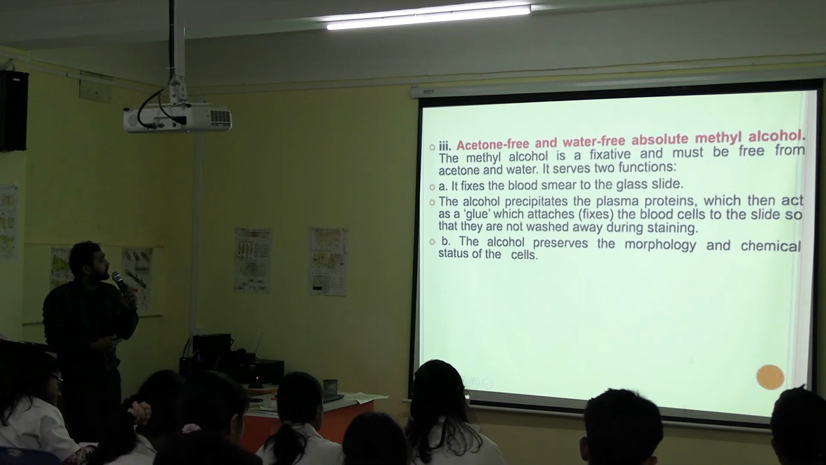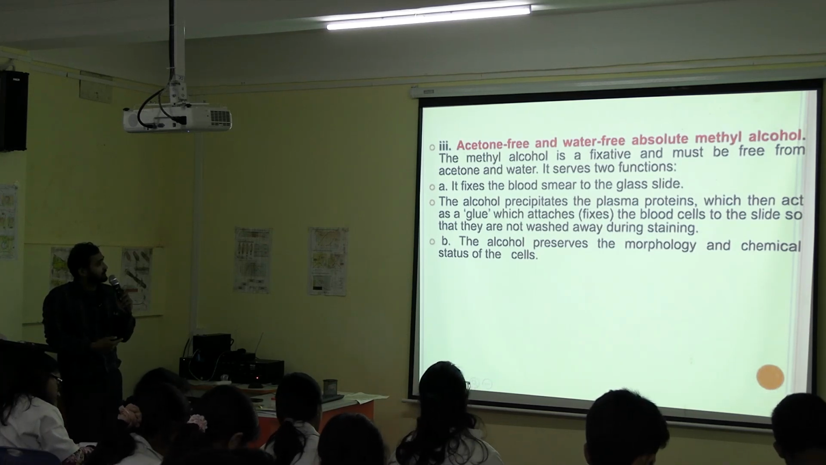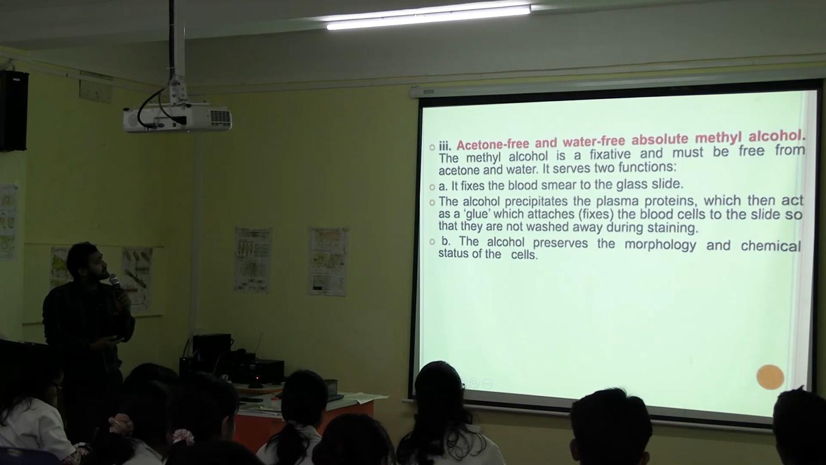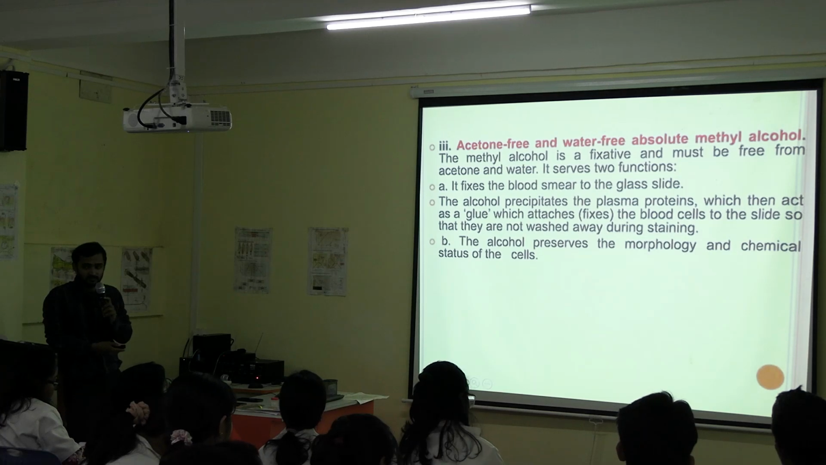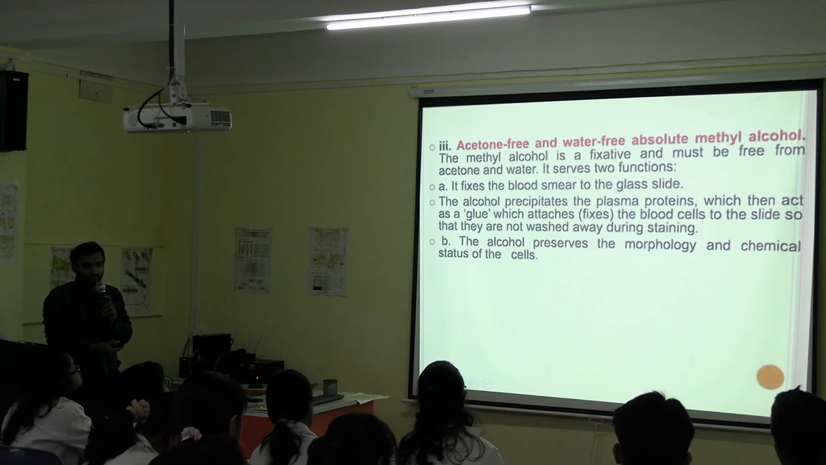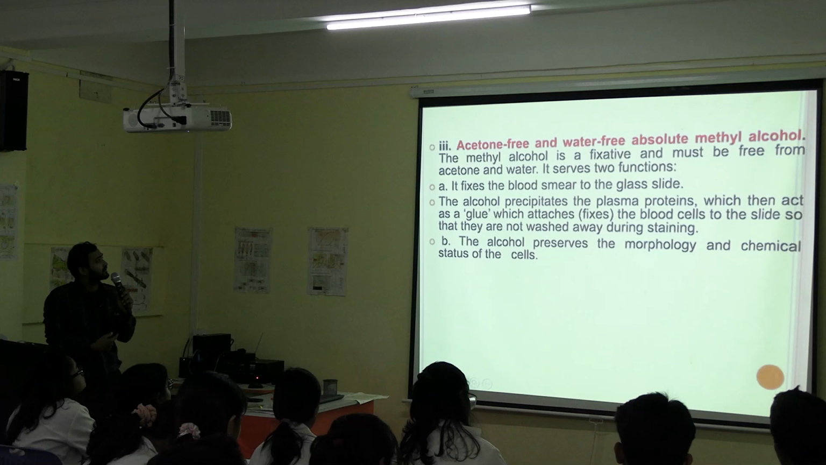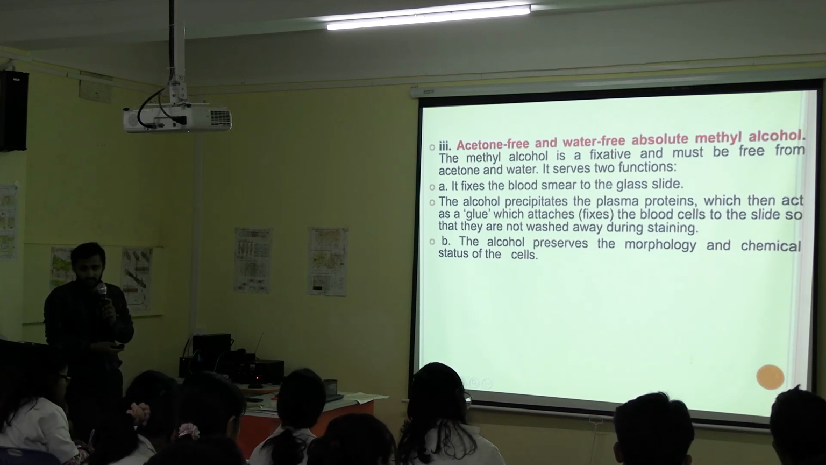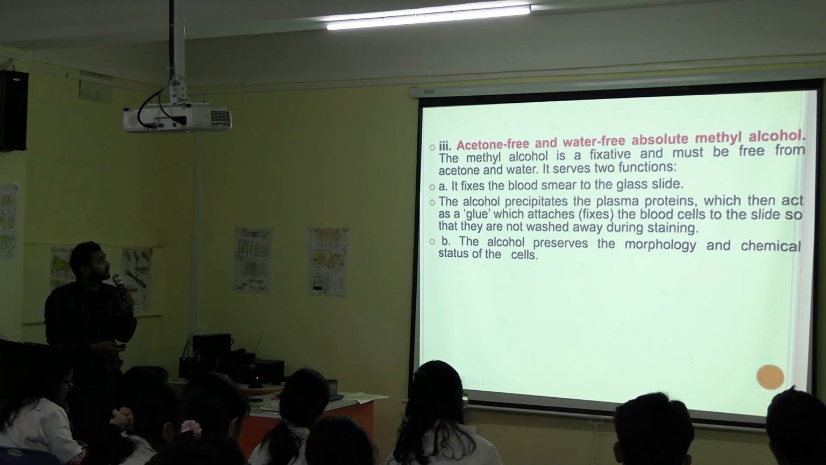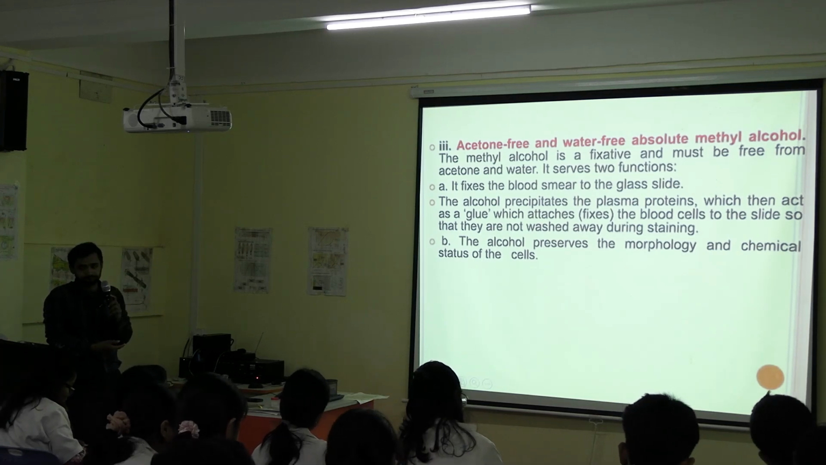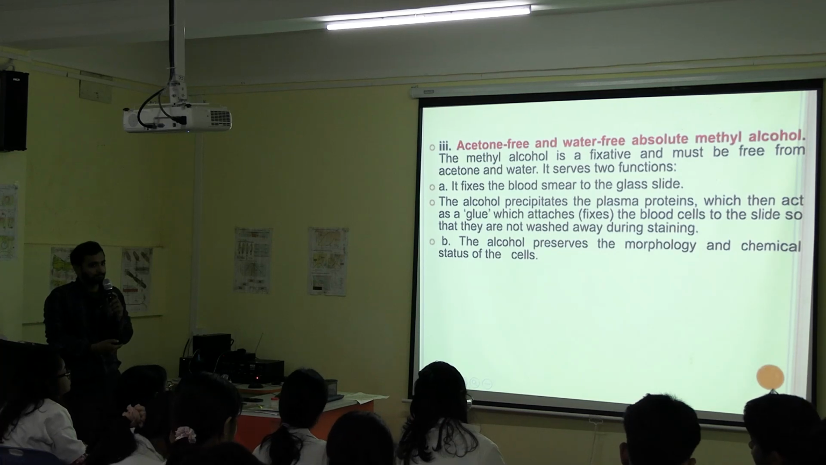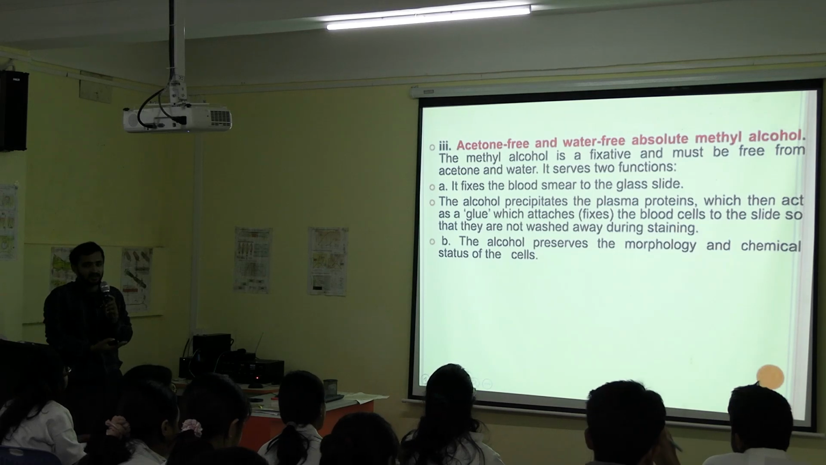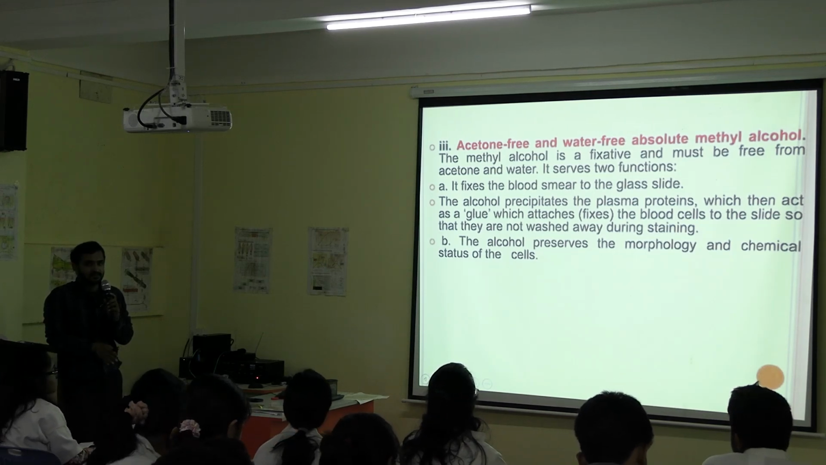And one more, this is acetone-free, water-free, absolute methyl alcohol. So, is there any purpose why we are saying acetone-free, water-free, absolute methyl alcohol? For this you have to know what acetone does to the smear, what water does to the smear. If you use acetone, what will happen? Acetone will cause shrinkage, crenation and lysis of the cells.